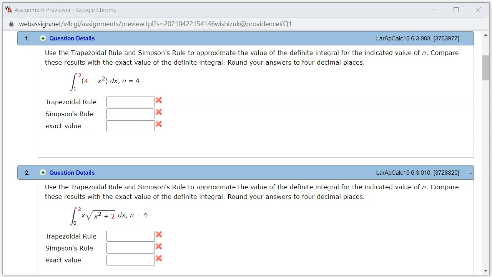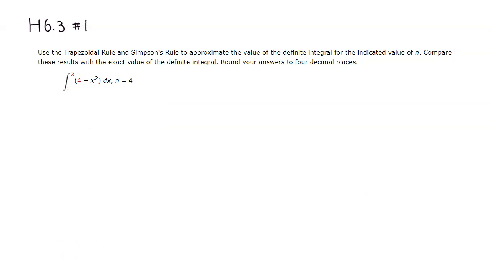All right, let's look at homework 6.3, problem number 1. We want to approximate this given definite integral using the trapezoid rule and Simpson's rule. So let's do that. First, we need to find the delta x value.